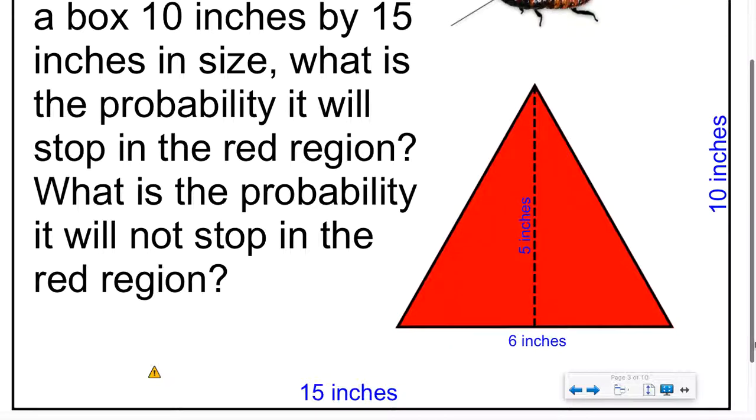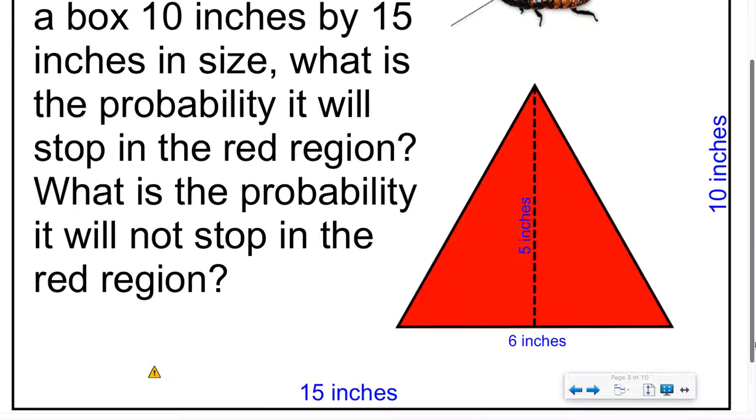Where do I want him to land? In the red region. And what is the red region? A triangle. And if I want it to land in the triangle, what do I need to know about the triangle? The area. Over the total possible. Well, if it's not going to land in the triangle, it's going to land anywhere else in the box, which is a rectangle, right? And it's going to land inside of the rectangle, so inside refers to area. So I need to find the area of the triangle and then put that over the area of the rectangle.